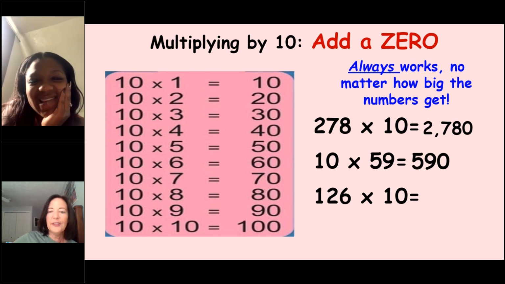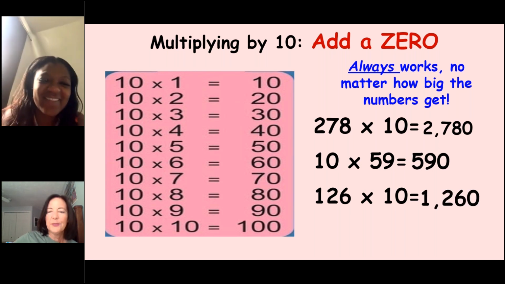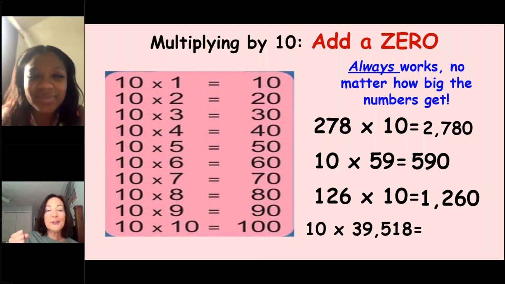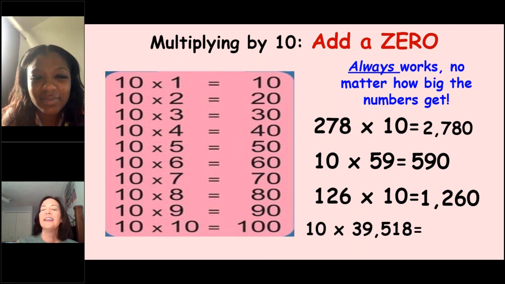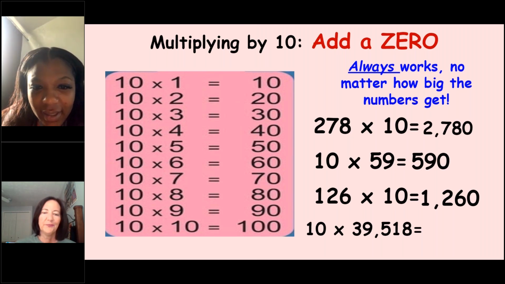1,260. Perfect. Okay. And I'm trying to remember if I have one more. Oh, I do. Okay, this one's really hard. 10 times by 39,518. So it would be 395,018. And how would you say that?